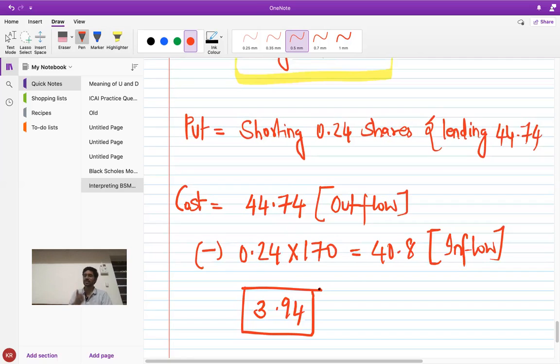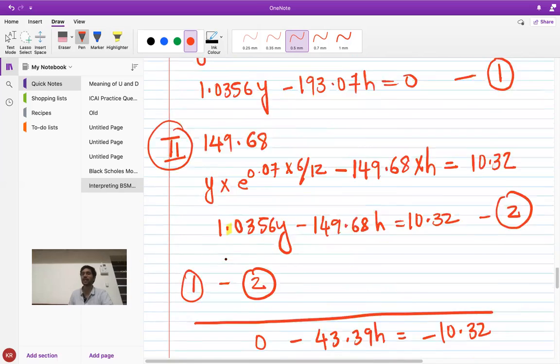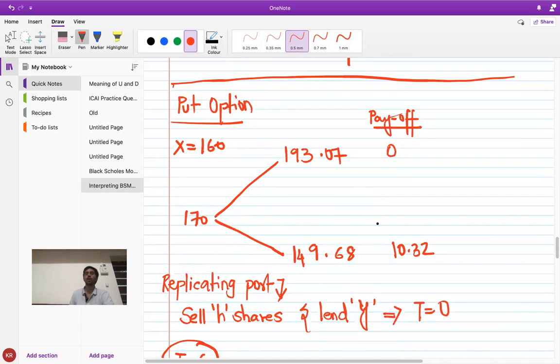Okay, and this is a replicating portfolio, meaning this portfolio's payoff, if I spend 3.94 from my pocket today, I will be able to receive either 0 or 10.32 in future. Again, I'm repeating, I am spending 3.94 from my own pocket. Okay, and if I do that, I will be receiving either 0 or 10.32 in future. And 0 and 10.32 are nothing but the payoff of a put option also. They are the payoff of the replicating portfolio, and they are the payoff of a put option.